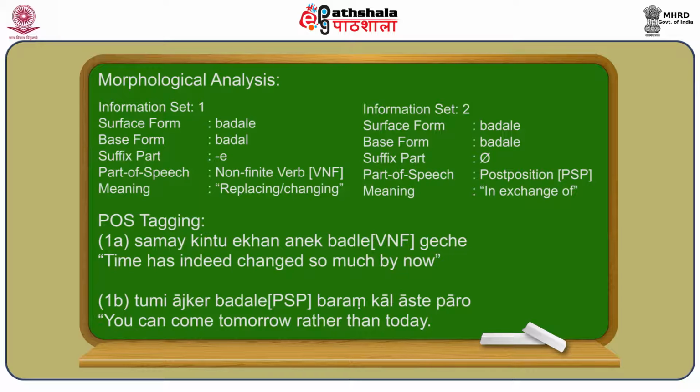সময় কিন্তু এখন অনেক বদলে গেছে. In that case, বদলে is a non-finite verb. So you can get বদল plus e. But তুমি আজকের বদলে কাল এসো. Here বদলে is basically a postposition, which is an unbreakable unit. So these two layers of information, two sets of information, are actually derived from the morphological analysis of the words. But while we are talking about the parts of speech, we assign the first one as an instance of non-finite verb, and in the second case, it is an instance of postposition.